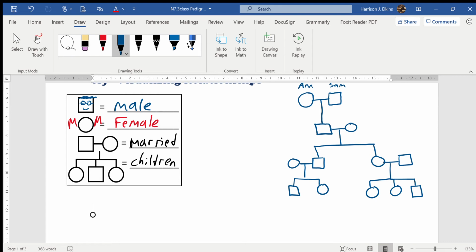All right, now the mother has her own family, right? The mother in this case. So we could also draw the mother's family. So how would I draw her?